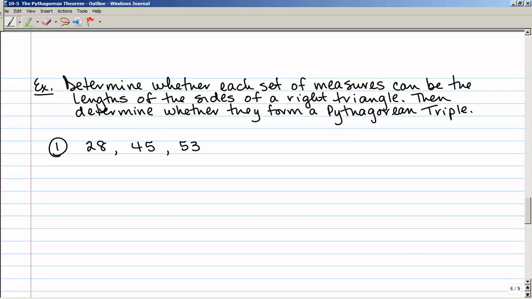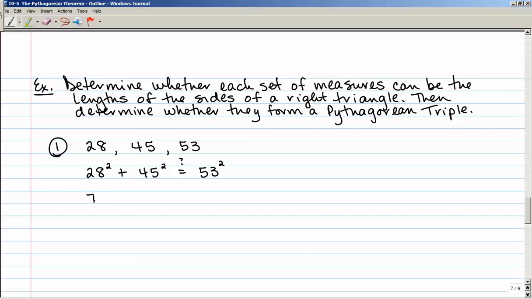Determine whether each set of measures can be the lengths of the sides of a right triangle. In other words, do these numbers work in the Pythagorean theorem? Then determine whether or not they form a Pythagorean triple. So let's plug these into the Pythagorean theorem. It doesn't matter which one's A or B, but the longest one has to be C. So I'm going to say 28 squared plus 45 squared, is that equal to 53 squared? Do they work in the Pythagorean theorem?